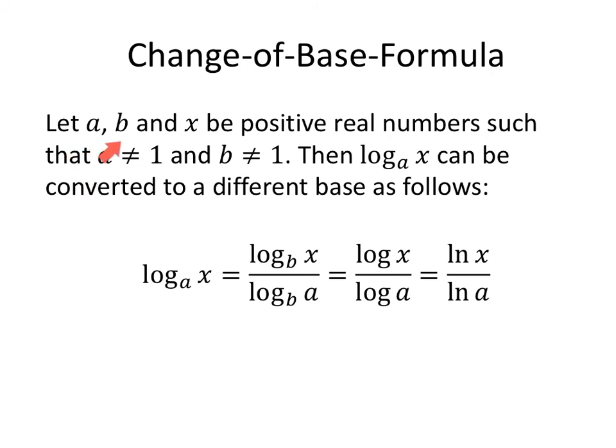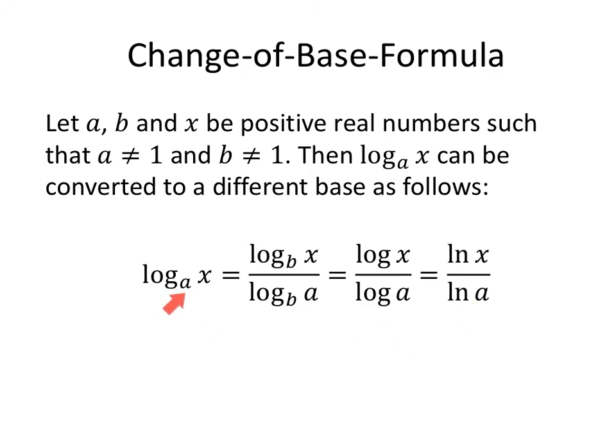Let a and b and x be positive real numbers where a is not 1 and b is not 1. So they're positive but not 1. Then log base a of x can be converted to a different base, any base, as follows. Log base a of x can be rewritten into any base, log base b of x divided by log base b of a. More importantly, it can be converted into a common log or a natural log.